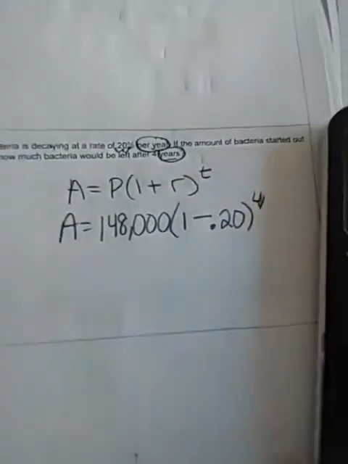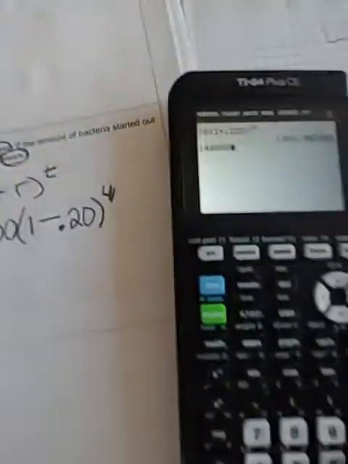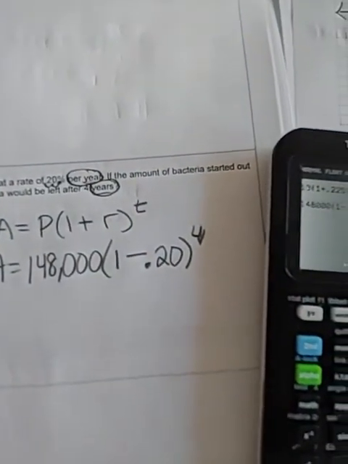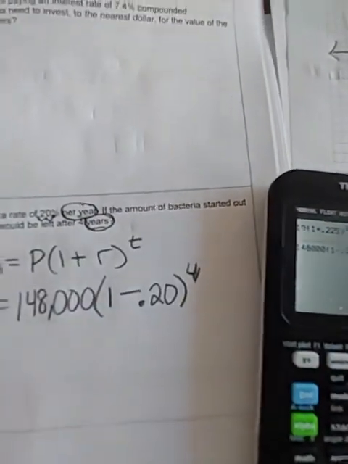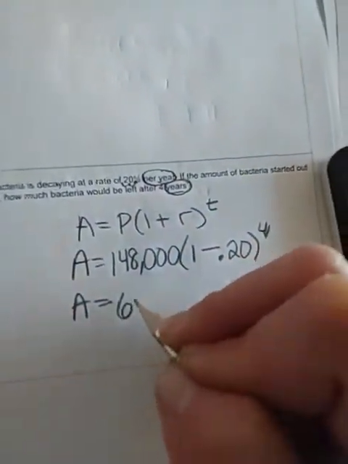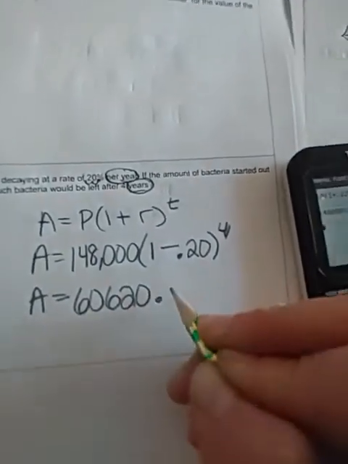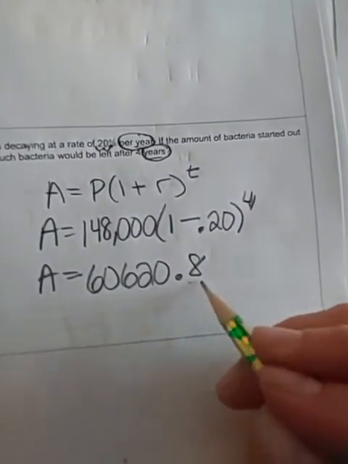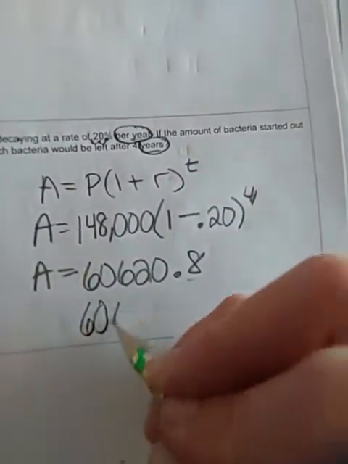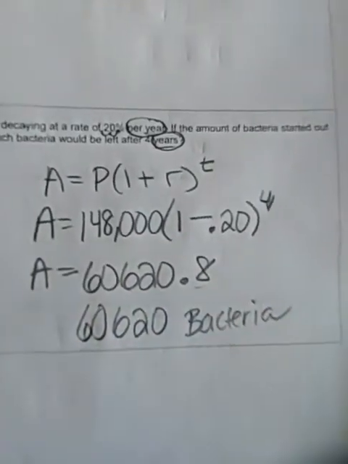All right, so now we're going to type that in. 148,000 times 1 minus 0.2 raised to the 4th. So I get 60,620.8. So again, I stay, I don't round up. I'm going to have 60,620 bacteria left.